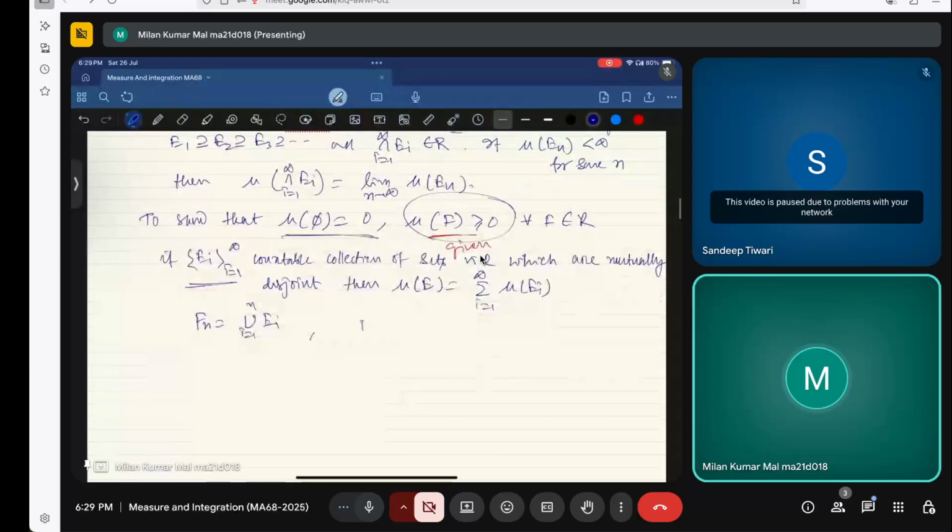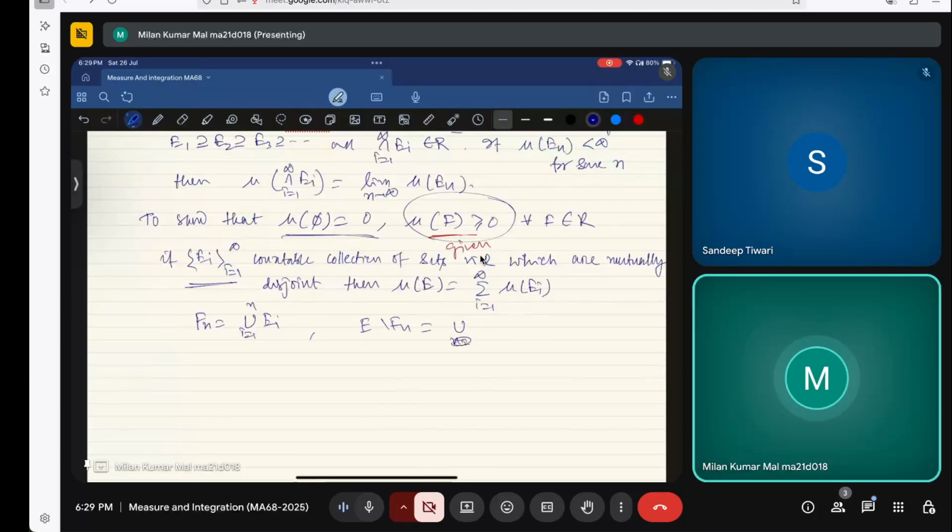In this case, suppose E minus Fn is equal to the union over i equals n plus 1 to infinity of Ei. As n tends to infinity, this will be giving me... just 1 minute, give me 1 minute.